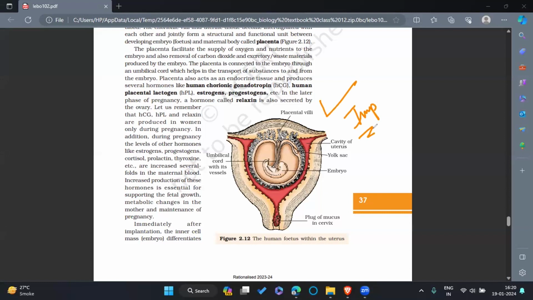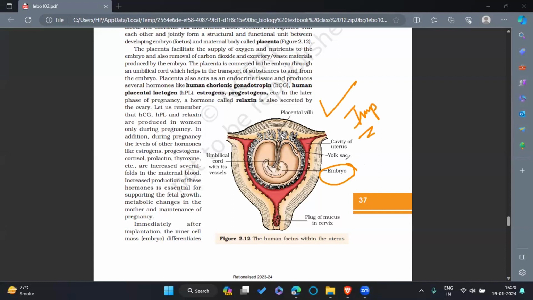The detail of this diagram is not very much mentioned in the NCERT, but a few of the things need to be discussed. So what are the things we need to discuss over here? Number one, obviously, this is the embryo that's present. This is the uterus. This is the diagram of the uterus in which the embryo is growing in that region.